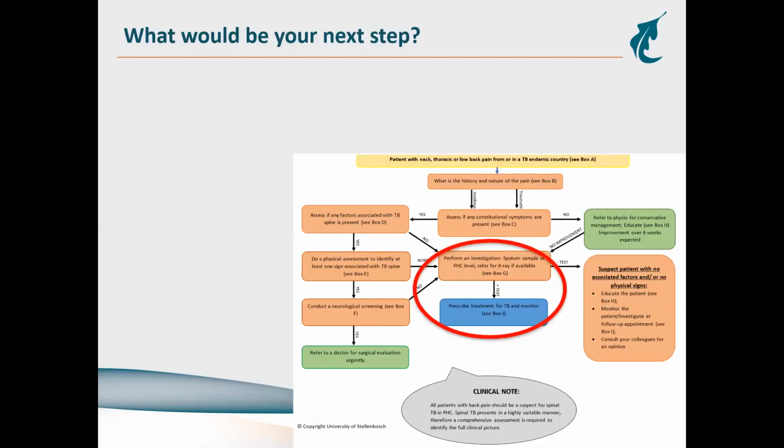So seeing that she said no to the neurological, or there were no neurological signs of concern, you would then perform an investigation and see whether she tests positive on sputum. So the results of the sputum sample you took came back, and it was positive. And she is then prescribed treatment for TB, and most importantly, monitored after this.